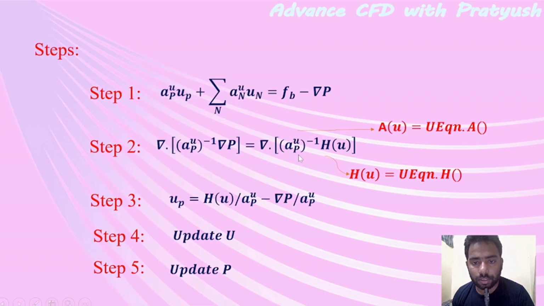Okay, so remember, this equation we have gotten from the continuity equation. Here the AUP on both sides is in open form. You can use that operator, that is UEqn.A, and that HU, as I explained earlier, can also be obtained from UEqn.H vector. These two operators are the functions we are going to use on the UEqn matrix.